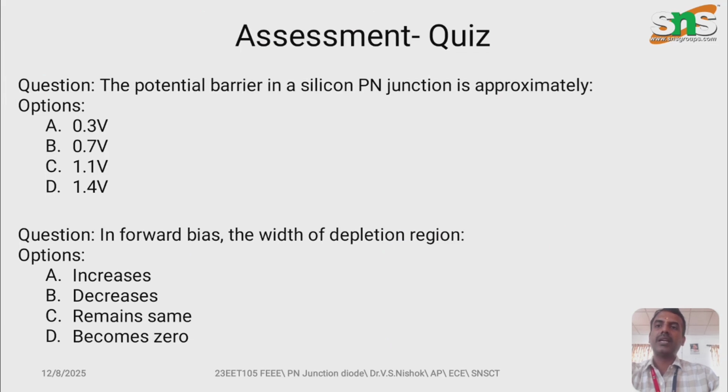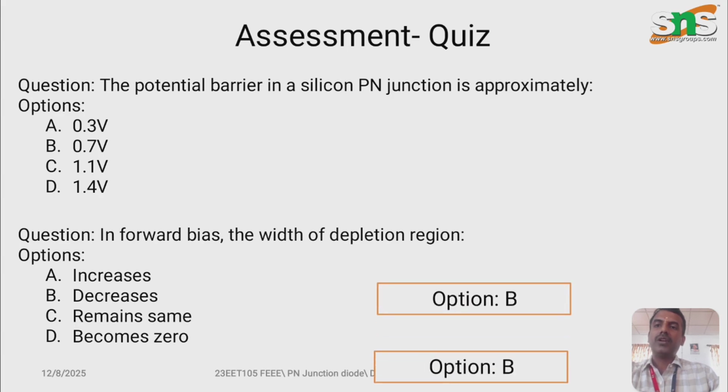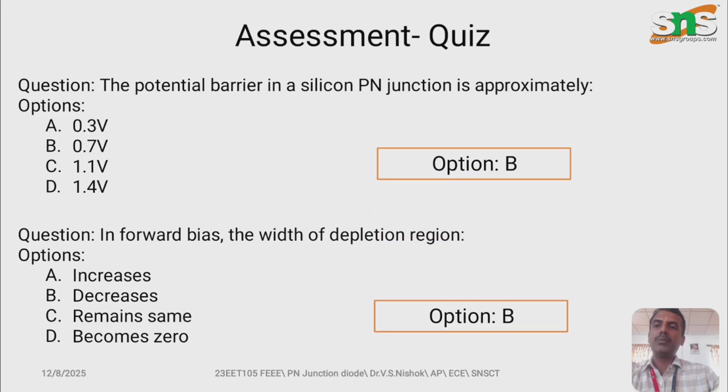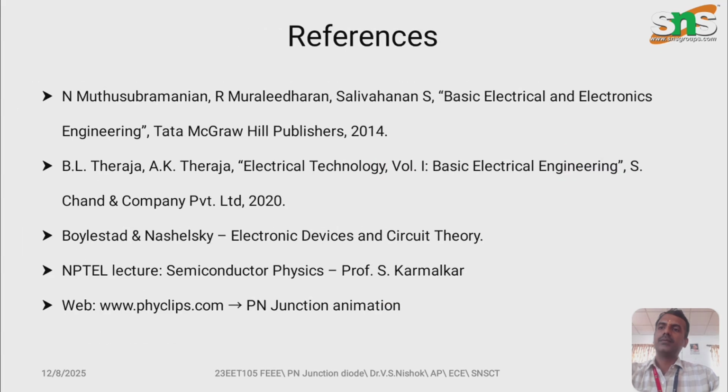So this is the time for assessment. The potential barrier in a silicon PN junction diode is approximately 0.7 volts. In forward bias condition, the width of the depletion region will decrease. Only in the reverse bias condition, the width of the depletion region will increase.